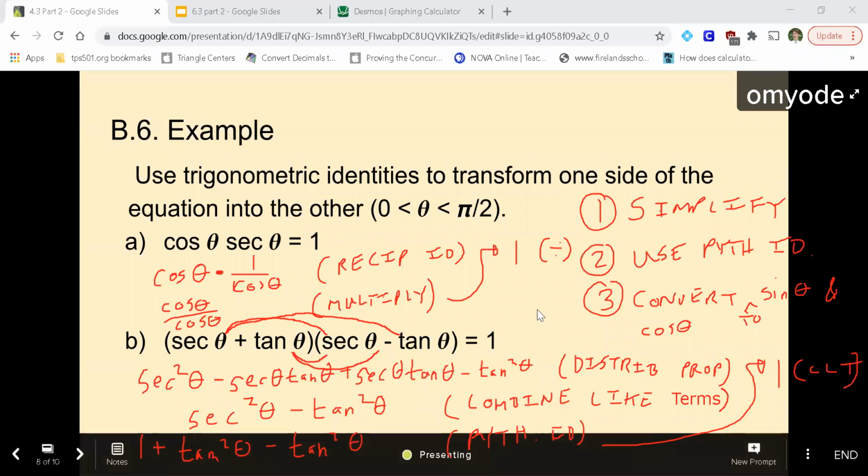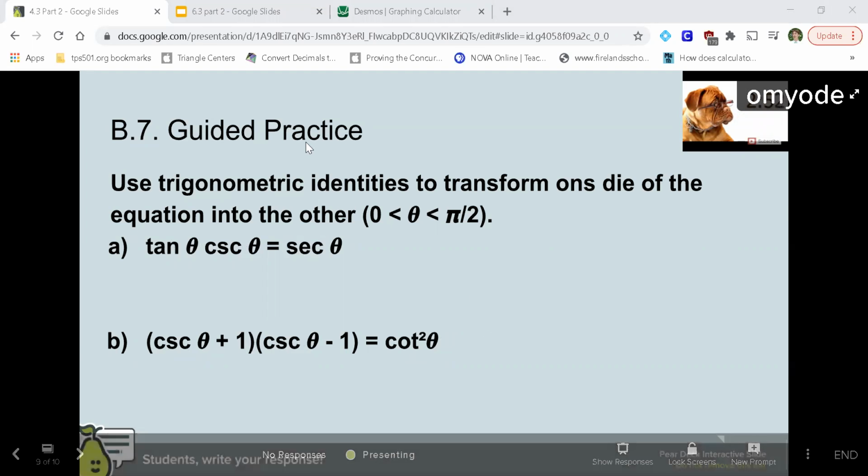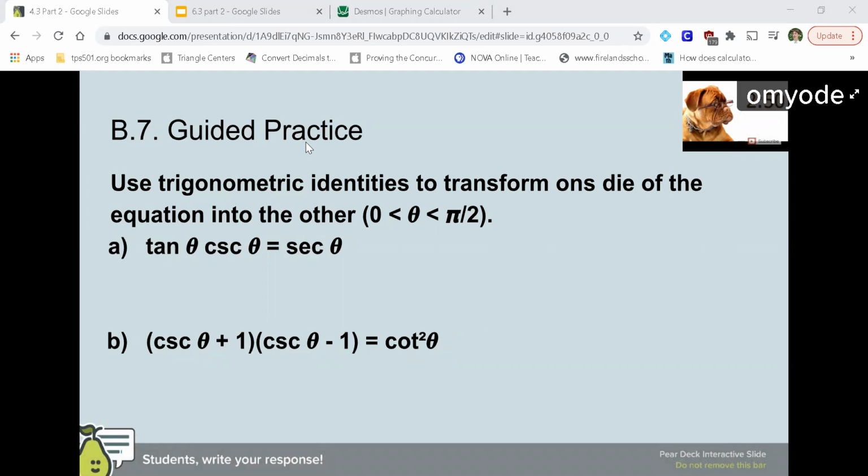All right. Let's have you try some, and that'll be the end of class. So try these two. You're going to use your identities to try to get this to equal secant. Again, use your identities to try to get this to equal cotangent squared. I'll give you 3 minutes. By the way, the answers vary. So if I end up doing it differently than you, that doesn't mean you did it wrong.